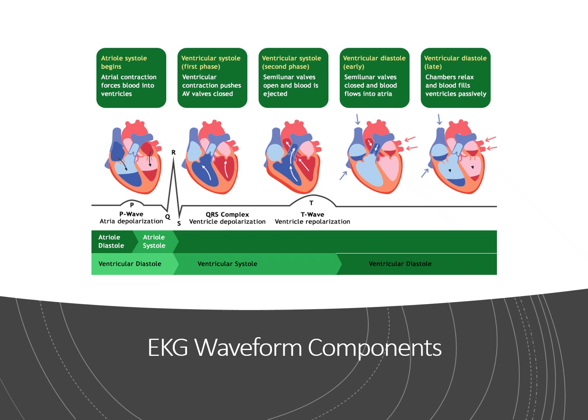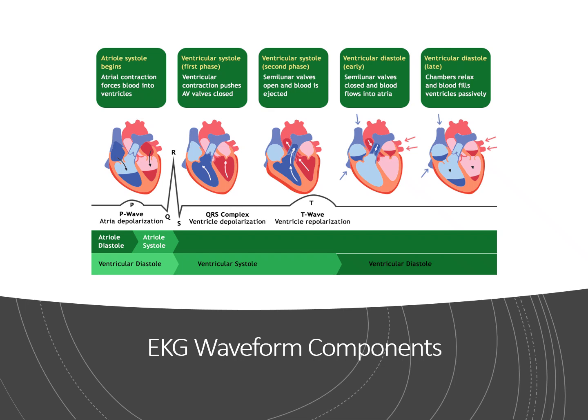Next is the PR interval. This is measured from the beginning of the P wave to the beginning of the QRS complex. This tells us how long the impulse takes to travel through that AV node that we discussed earlier. A normal PR interval is usually between 0.12 to 0.20 seconds. If it's any longer than that, we may be looking at a first-degree AV block.